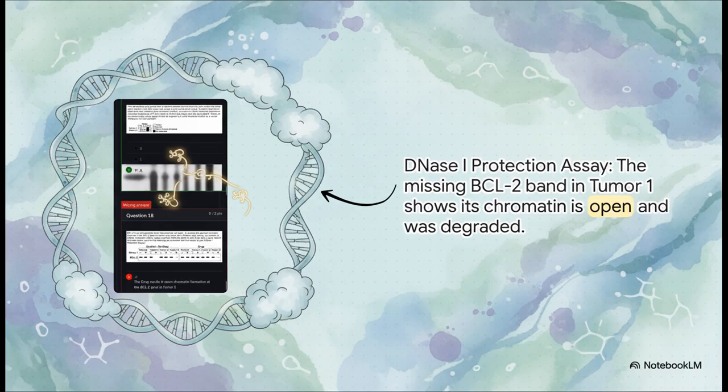Now look at the lane for tumor 1. See how the band for the BCL2 gene is just gone? That tells you the DNA in that region was open and accessible, so the DNase got to it. The key takeaway is simple. No band means the DNA was open.